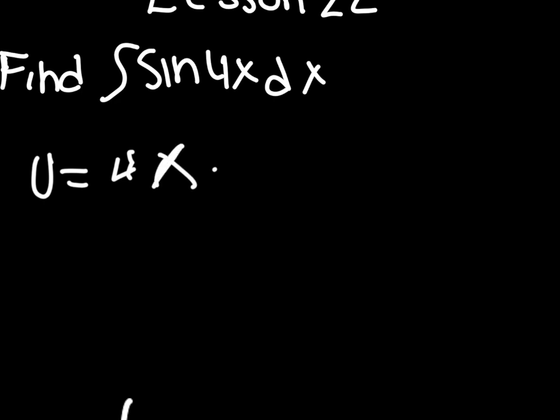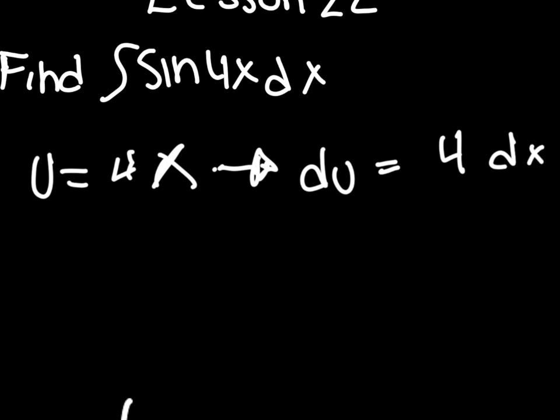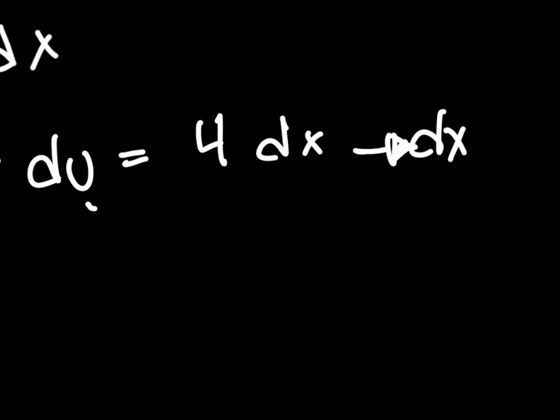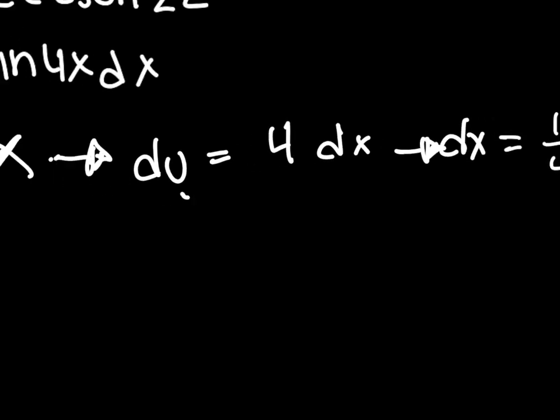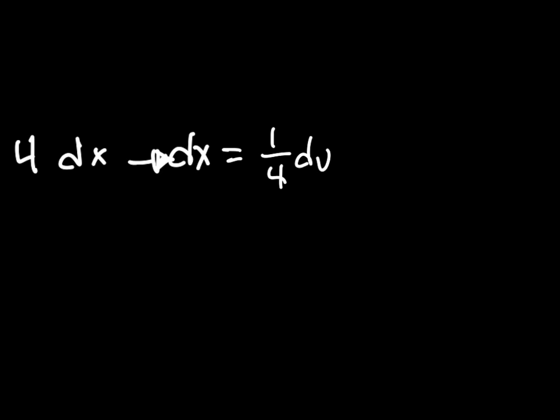Okay. 4x, which makes our du 4 dx, and then we move this over here, or whichever, honestly, and we'll still end up with dx is equal to 1/4 du. So now we plug that in. Sine of u times 1/4 du.